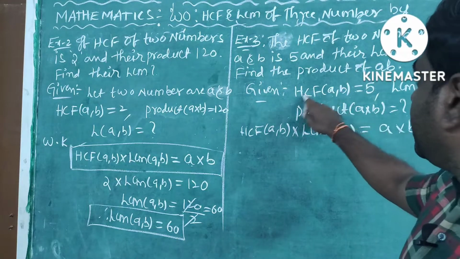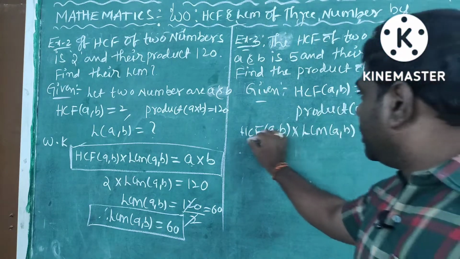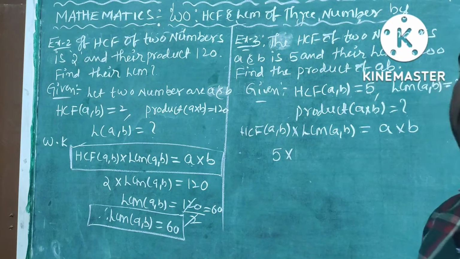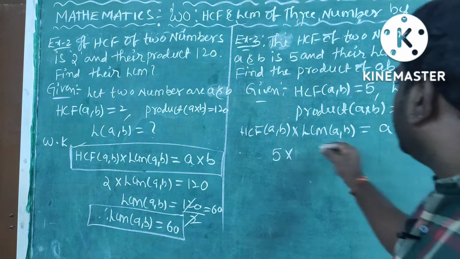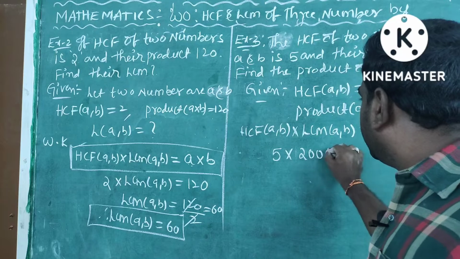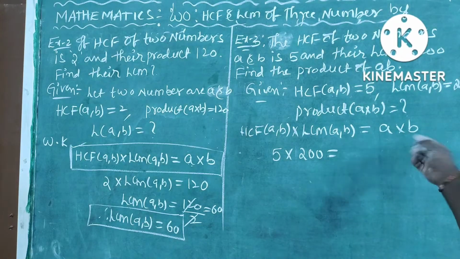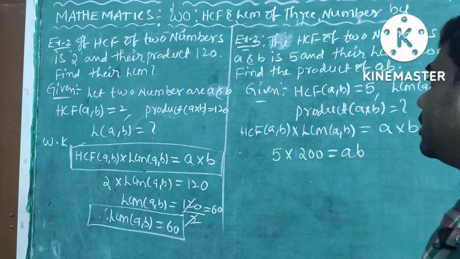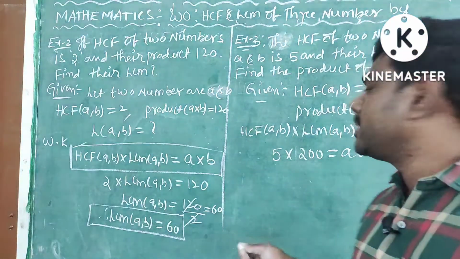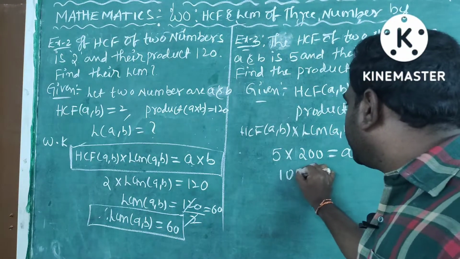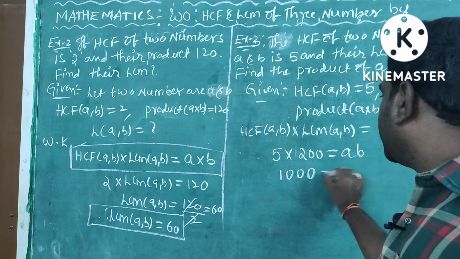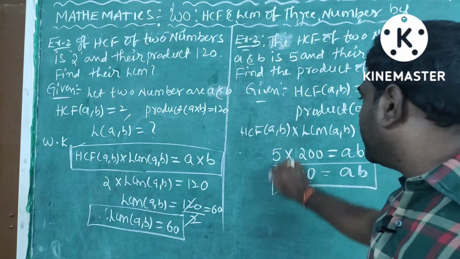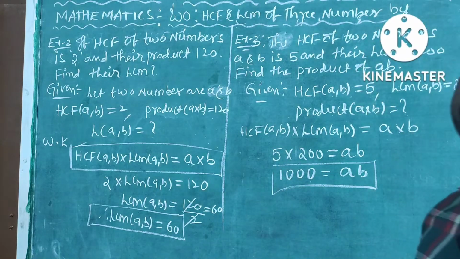Now substitute the given values here and simplify. HCF of two numbers is nothing but 5. LCM of two numbers, how much here? 200 is equal to what we are going to calculate, A into B. So only the AB value we are going to calculate. Just multiply this and you will get the answer. So 5 times 200 is nothing but 1000. Therefore, the product of two numbers is equal to 1000.